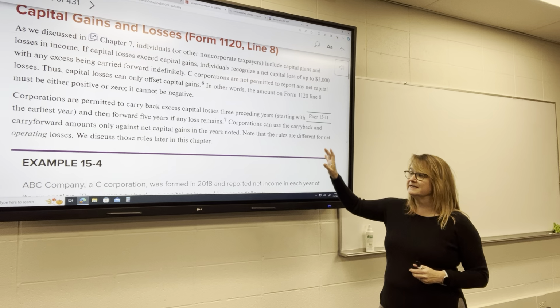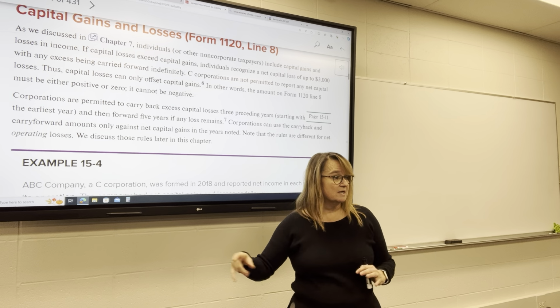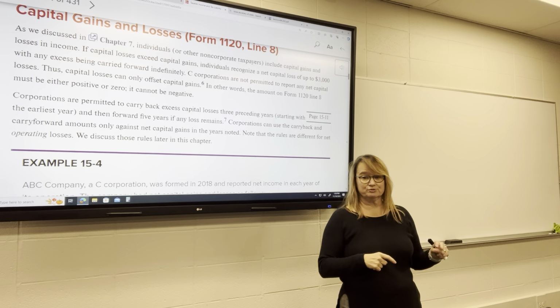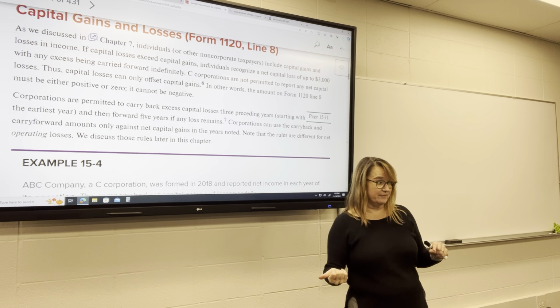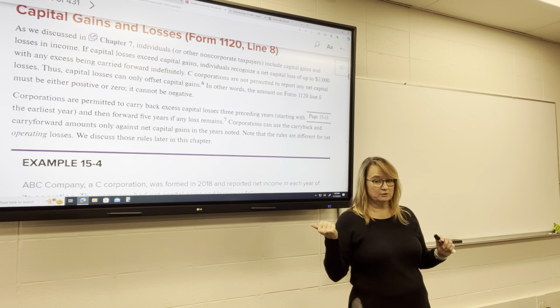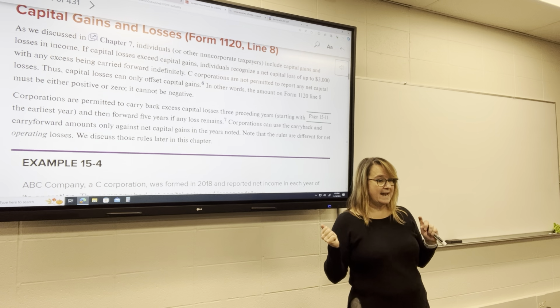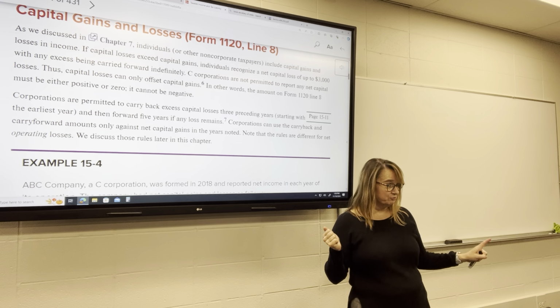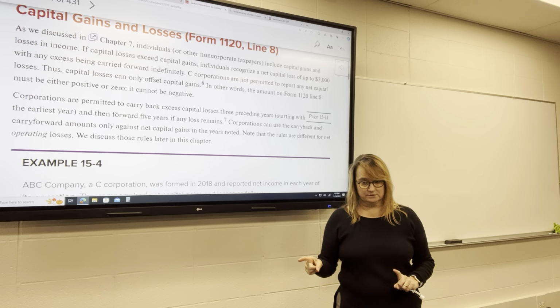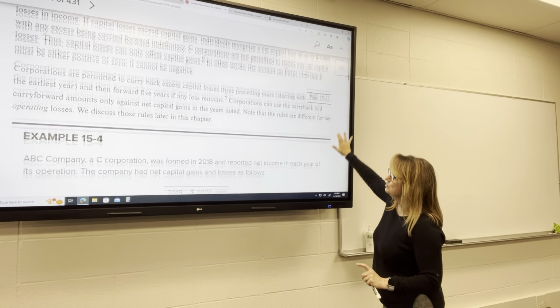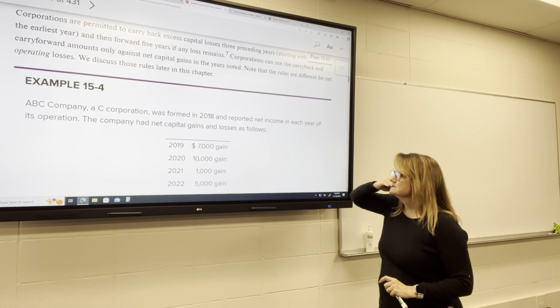And this is only for capital losses. Operating losses are treated differently, and we're going to talk about that as well a little bit further into the chapter. Those are called net operating losses. They have different rules. These are capital losses, okay?